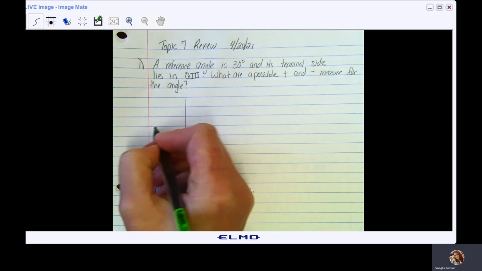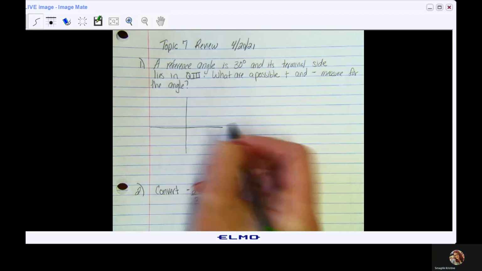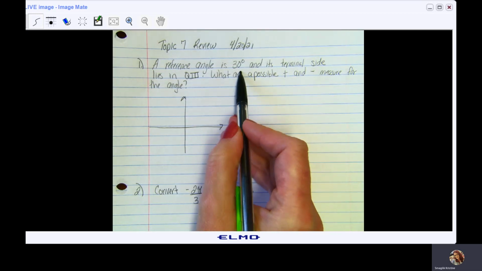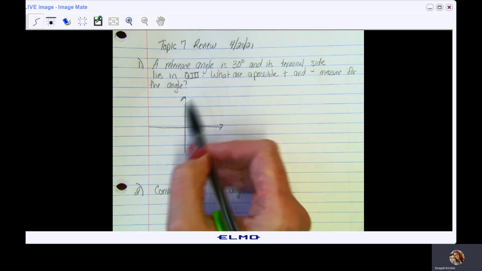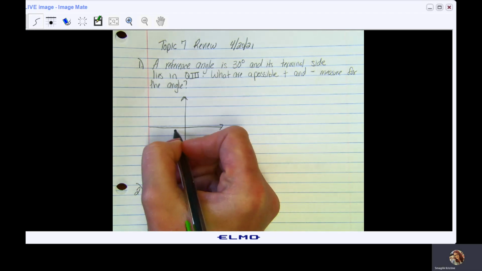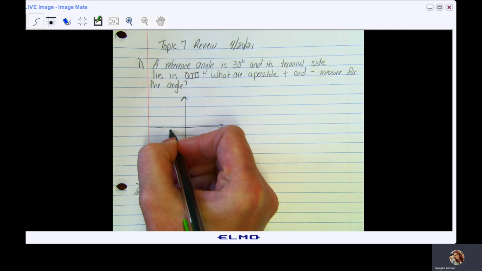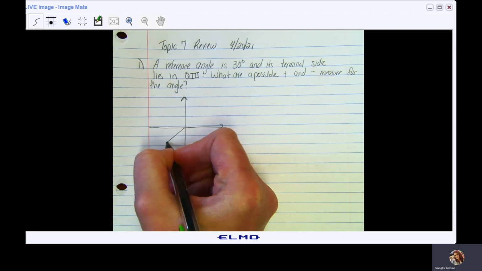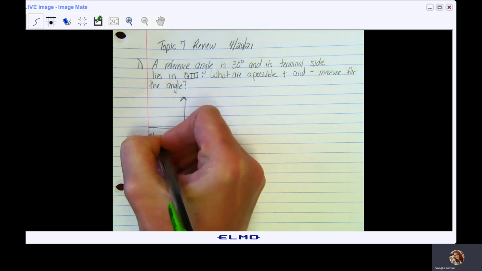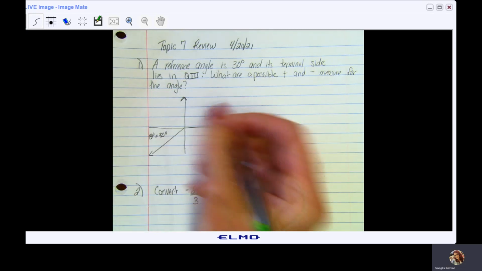It's my y-axis, x-axis, and we have a reference angle of 30 degrees. That terminal side is in quadrant 3. So here's quadrant 3. Reference angle is always based off of the x-axis, so I'd come down about 30 degrees. So here we go. We are given theta prime is 30 degrees.